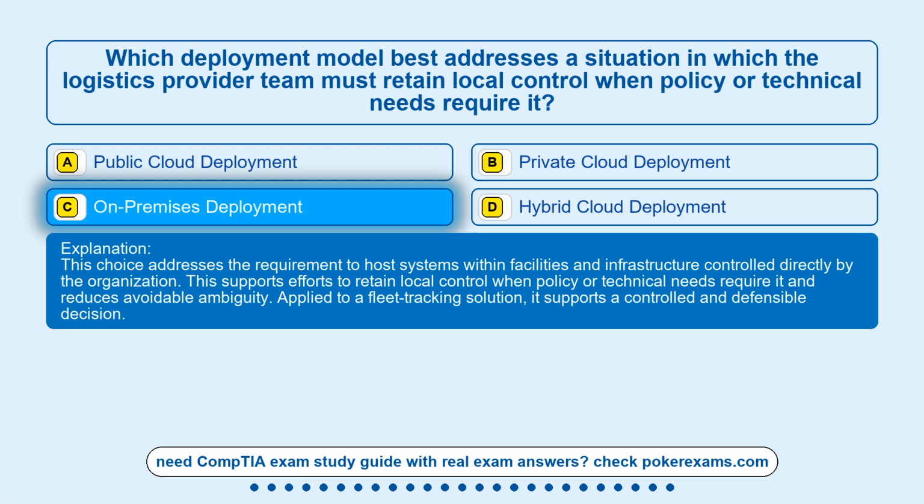This choice addresses the requirement to host systems within facilities and infrastructure controlled directly by the organization. This supports efforts to retain local control when policy or technical needs require it and reduces avoidable ambiguity. Applied to a fleet-tracking solution, it supports a controlled and defensible decision.